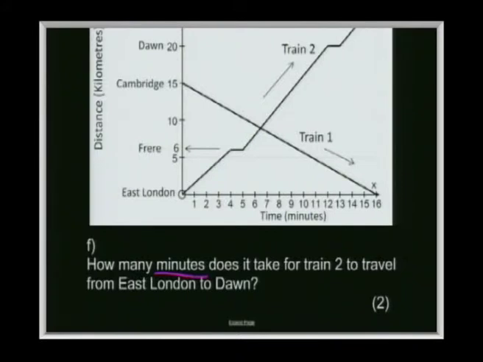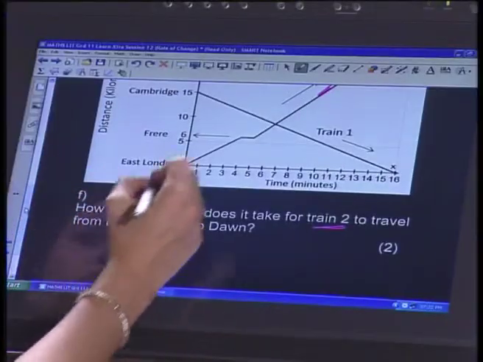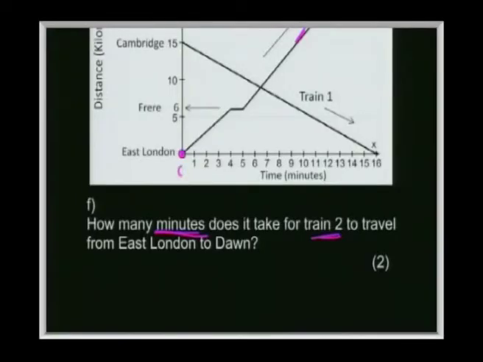So first of all, we're looking at train 2. Make sure that you look at the right line. And then it says how many minutes. Are you going to give me an answer in kilometers when they say how many minutes? Of course not. You need to see, well, from East London, we've started at 0 minutes.